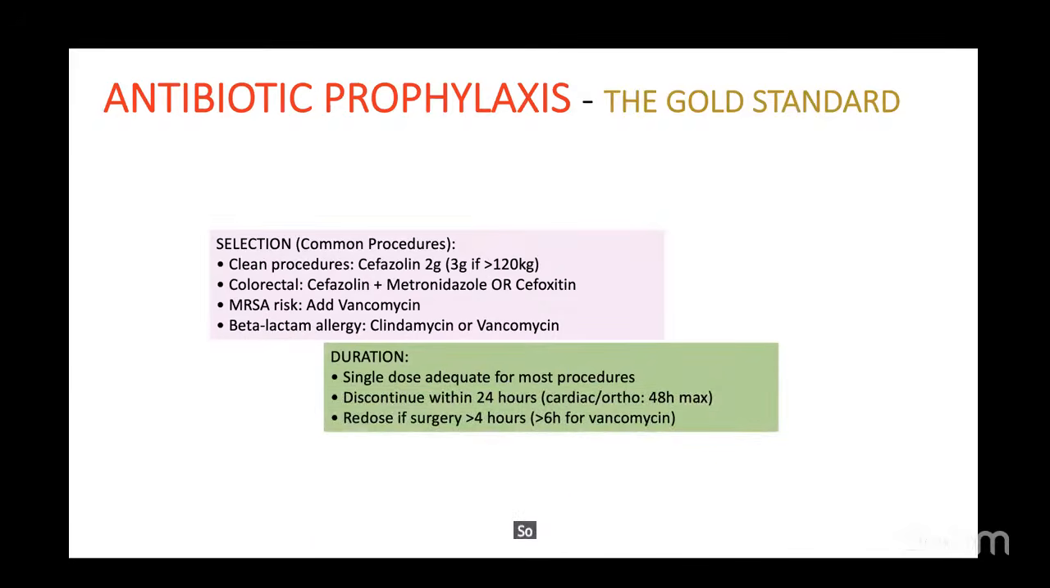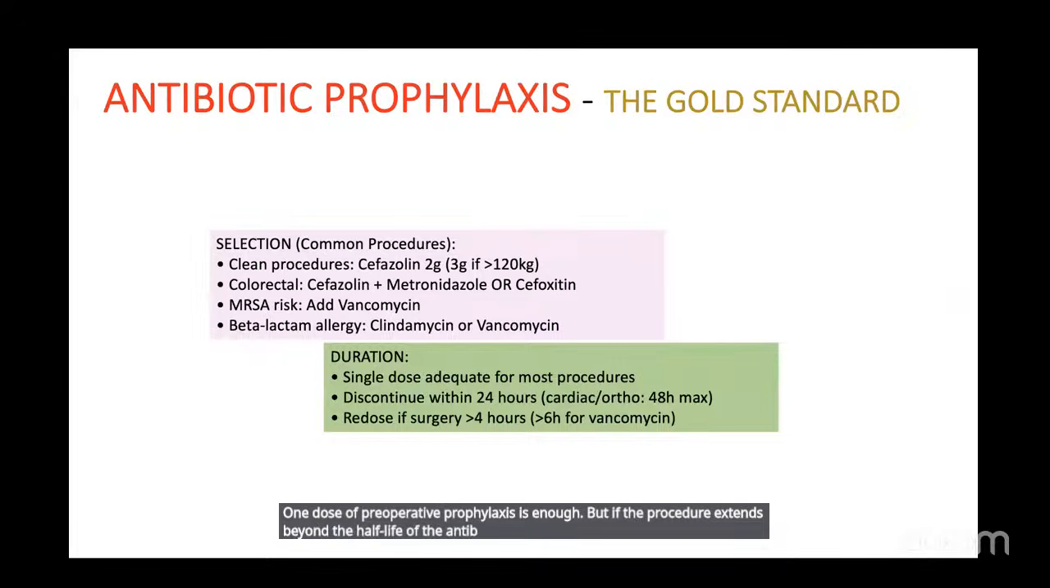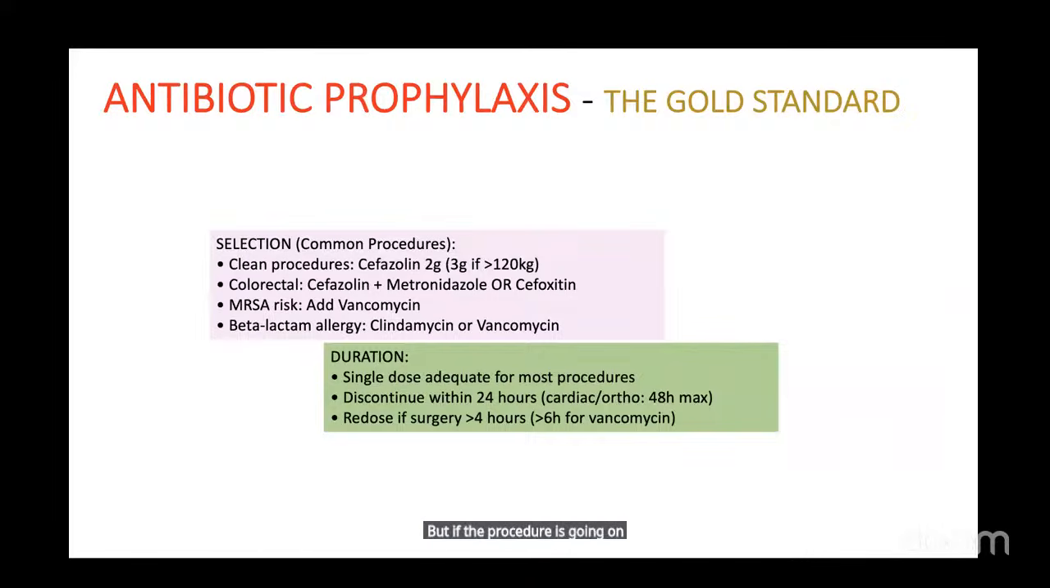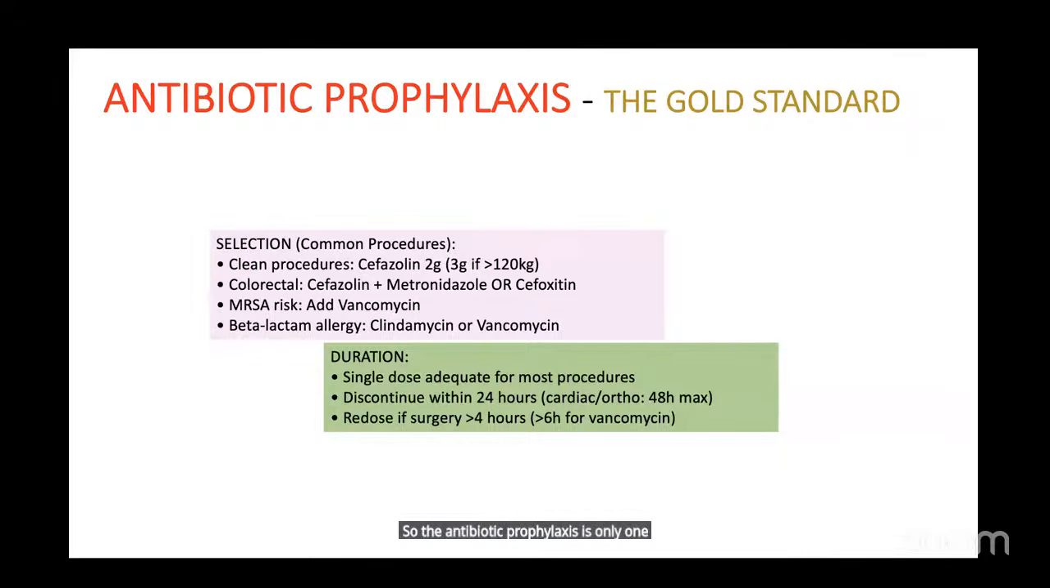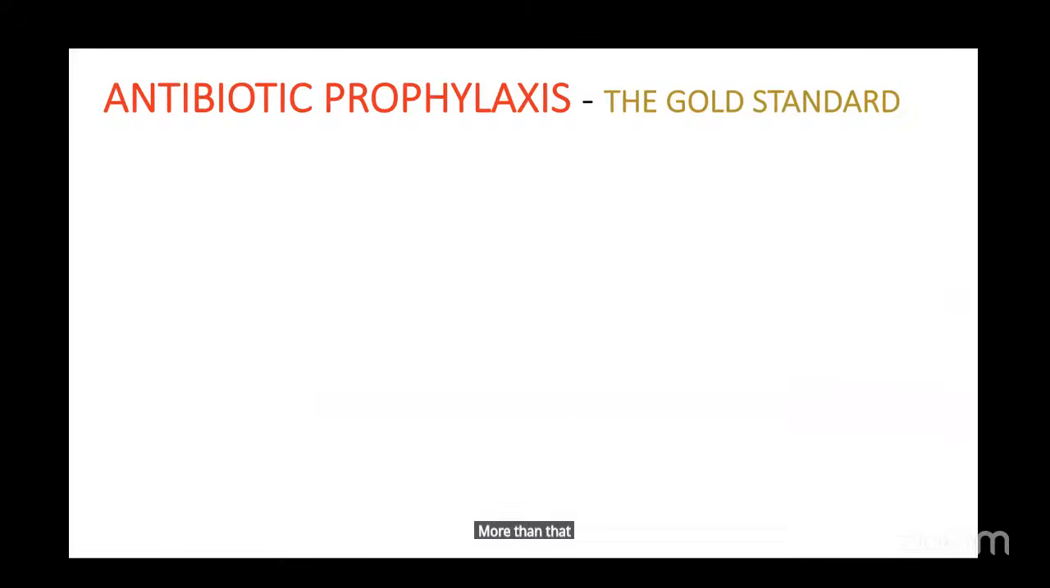For almost 80-90% of surgeries, 1 dose of preoperative prophylaxis is enough. But if the procedure extends beyond the half-life of the antibiotic, that is more than 4 hours, you may have to redose. If the procedure goes on for 8 hours, 12 hours or more, and you have to give 1 more dose, the problem is that if you give more than 2 doses, the antibiotic is no longer prophylactic, but becomes therapeutic. So antibiotic prophylaxis is only 1 dose or a maximum of 2 doses. More than that becomes therapeutic.